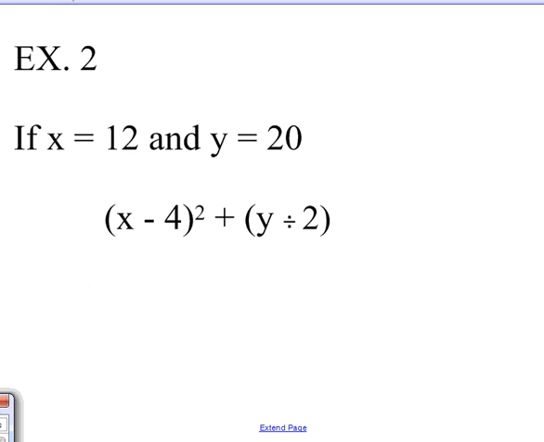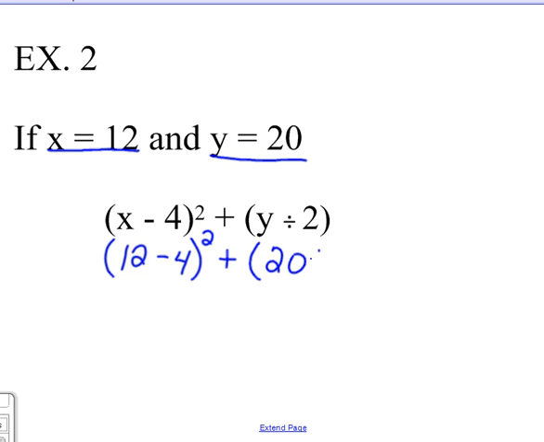Example 2. If x is 12 and y is 20, let's simplify the expression (x minus 4) squared plus (y divided by 2). First thing we're going to do is substitute. So x is 12. Bring down the -4. Bring down the parentheses and the squared plus parentheses. Y is 20. Bring everything else down.